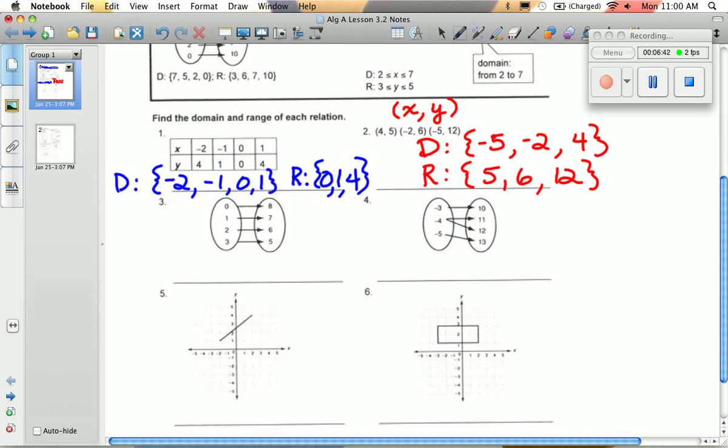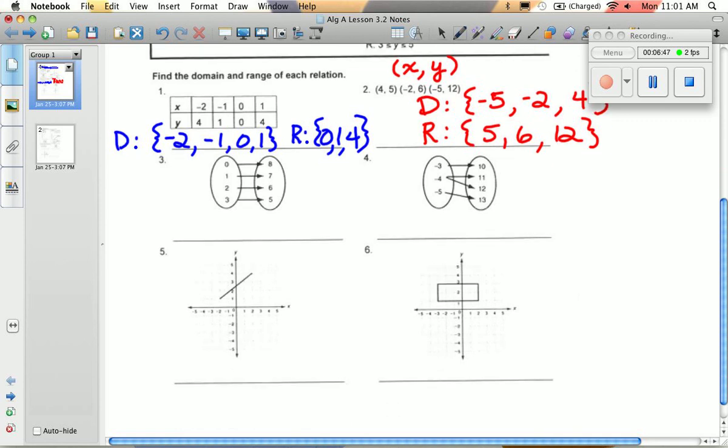Questions so far? Okay, how about you try number 3 on your own? You're working with pencil. If we have to erase, we will. I want you to write what you think the set would be for the domain, and what you think the set would be for the range. Remember, smallest to largest, or in other words, moving from left to right on the number line.